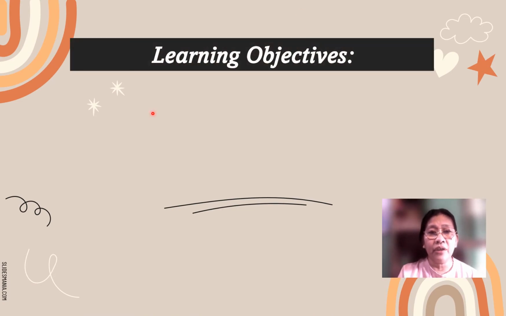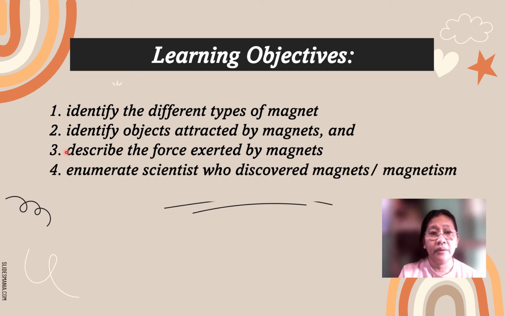For our learning objectives today, number 1, identify the different types of magnet. Number 2, identify objects attracted by magnets. Number 3, describe the force exerted by magnets. And number 4, enumerate scientists who discovered magnets or magnetism.